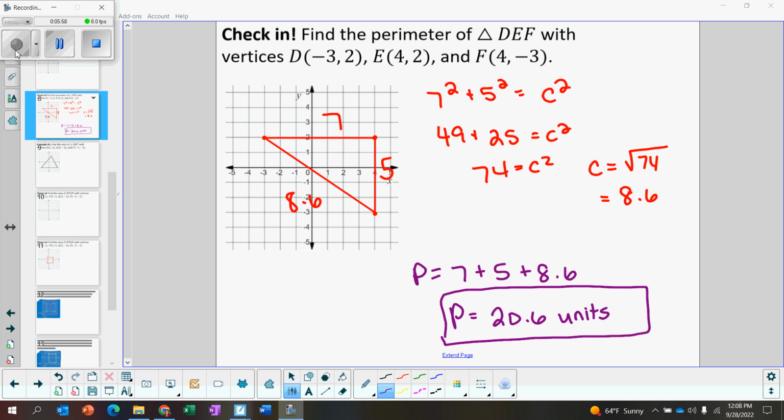All right, let's check our answer here. I had sides, legs of 7 and 5, and I did the Pythagorean theorem to find my hypotenuse was 8.6. So the perimeter was 7 plus 5 plus 8.6, or 20.6 units.